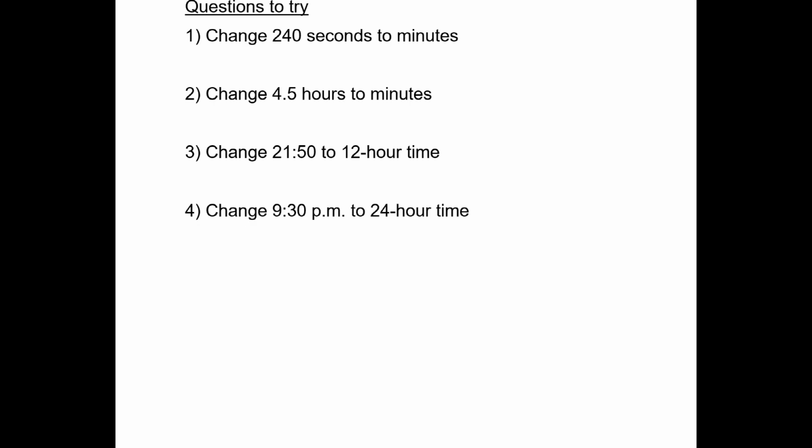Here are the answers. So firstly, 240 seconds to minutes. Seconds to minutes you would divide by 60. So I'm going to do 240 divided by 60. This is the same as 24 divided by 6, which is just going to be 4. So we have 4 minutes. To change hours to minutes, you times by 60. So I need to do 4.5 times 60, which is going to be 240 and then 30, which is 270 minutes.